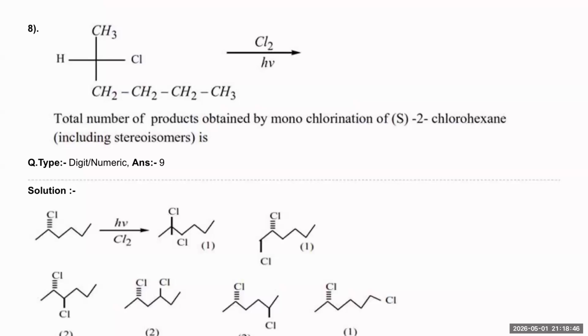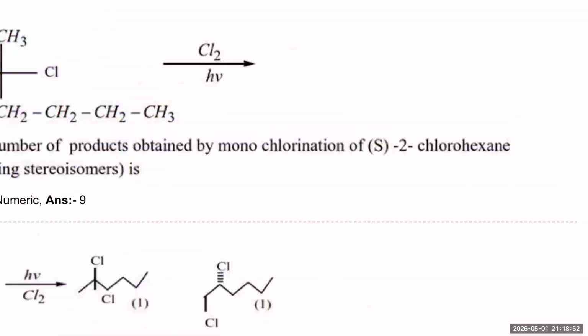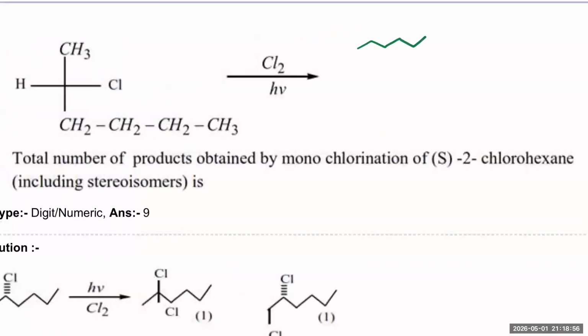See, we have 1, 2, 3, 4, 5, 6 carbons. How would I do the working? Check it out. 1, 2, 3, 4, 5, 6. And now I know that one of the chlorines is fixed. Now I have to start placing the second chlorine.